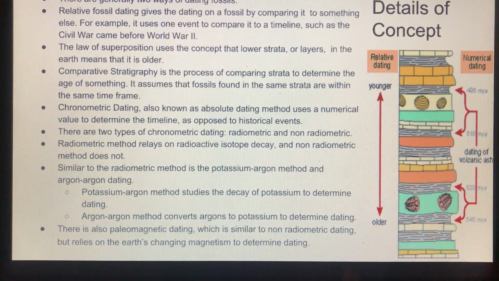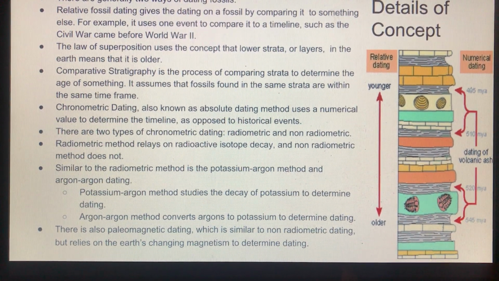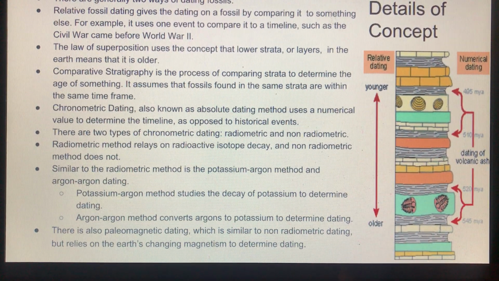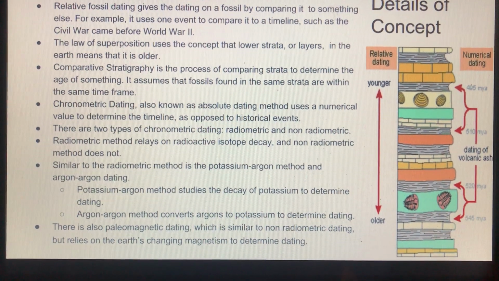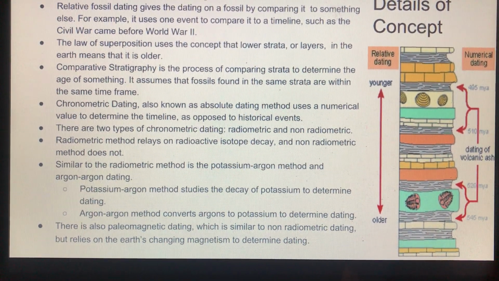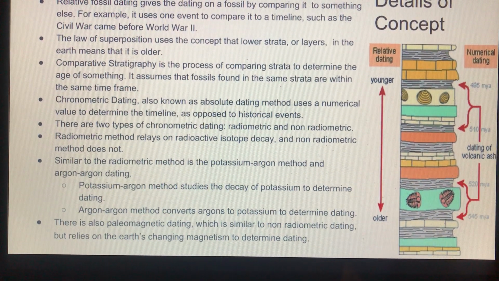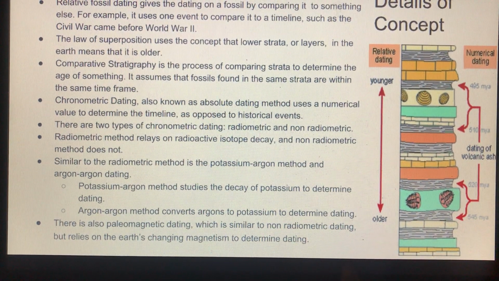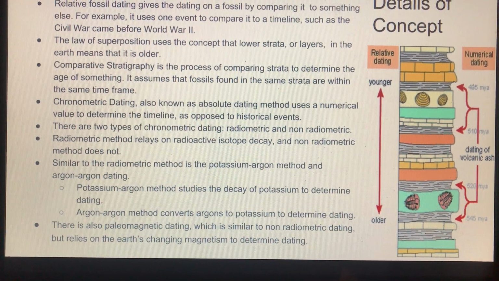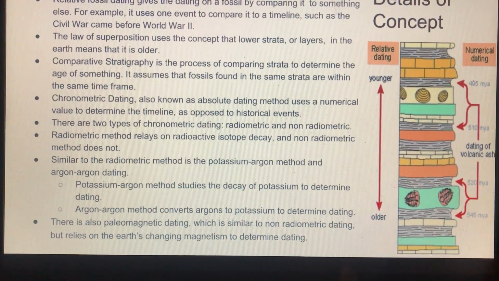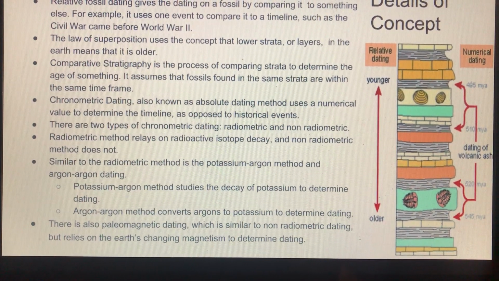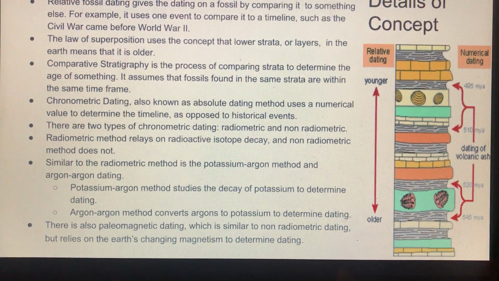The law of superposition uses the concept that lower strata, or layers, in the Earth means that it is older. Comparative stratigraphy is the process of comparing strata to determine the age of something. It assumes that fossils found in the same strata are within the same time frame.